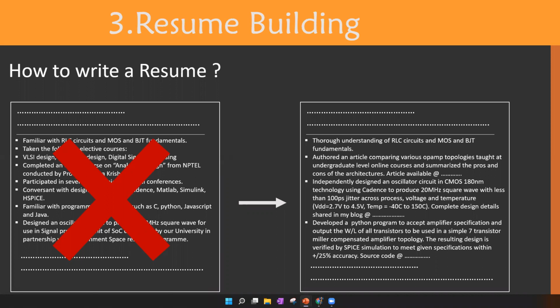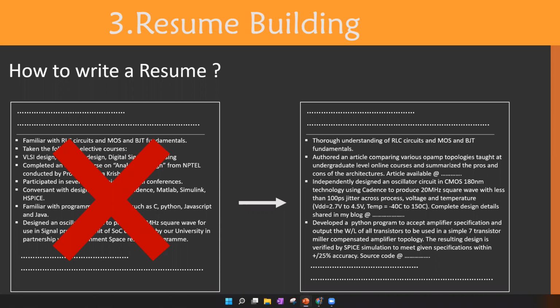And this gives the hiring manager an idea that you have given attention to detail, and you have actually achieved a moderate level of complex specification, right? And also you're sharing the design details in your blog post. So this will definitely catch the attention of the hiring manager. This is something that industry experts are looking for. They need people who can do things like this when they are in college.